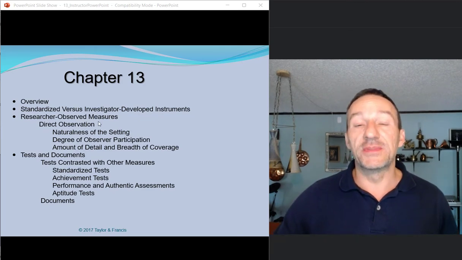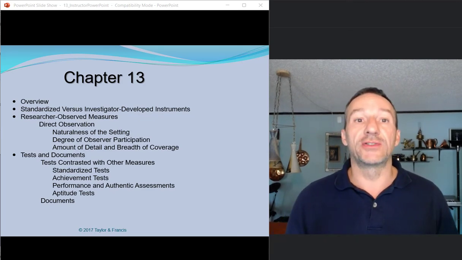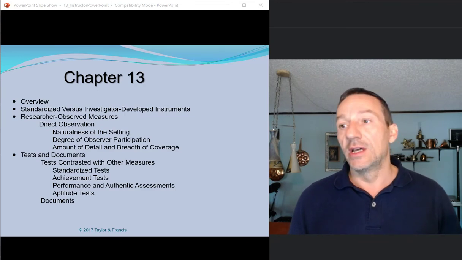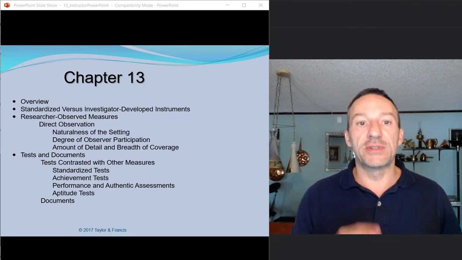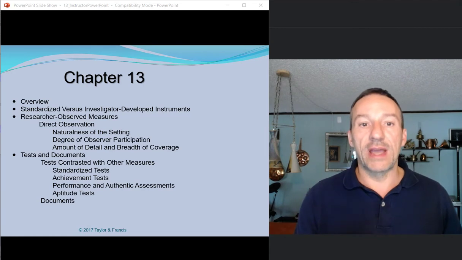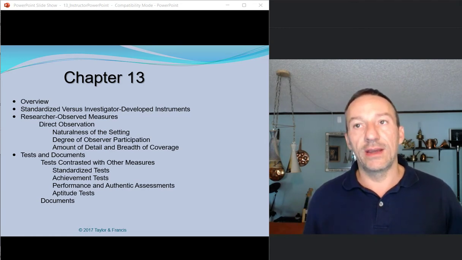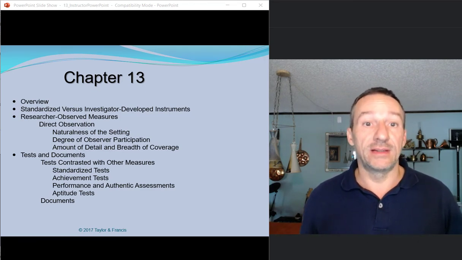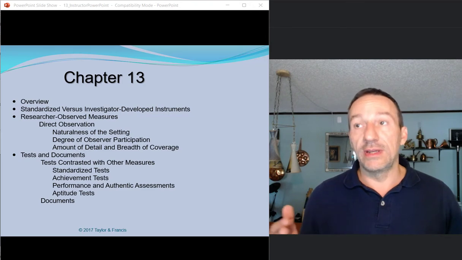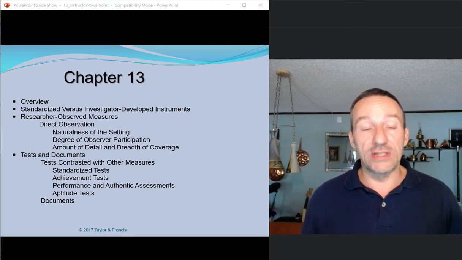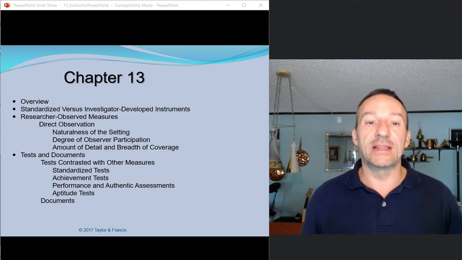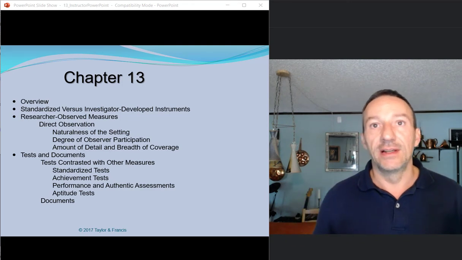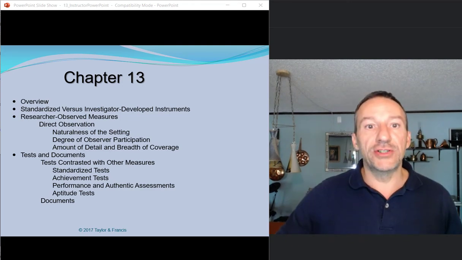On the researcher observed measures, we're mostly going to talk about direct observations in this section. So the investigator trains observers to observe and record the behaviors of the participants in the studies. Indirect would be interviewing an untrained observer. So maybe you're asking a parent about their kid. That's indirect. You, the investigator, or your research assistants are not actually witnessing the behavior. You're asking someone else secondhand, essentially. Okay, back to the direct.